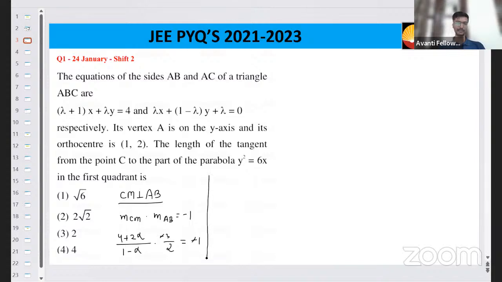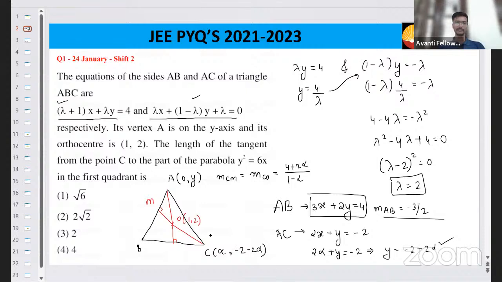So from here, I suppose we'll get the value of alpha. So 4 plus 2 alpha is equal to 2 minus 2 alpha. That means 4 alpha is equal to minus 2, right? So alpha is equal to minus 1 by 2. Correct. So we got the value of alpha. So that means the coordinates of point C are minus 1 by 2, comma, minus 1. 2 alpha will be 1. So minus 2 plus 1 is minus. So these are the coordinates of point C.